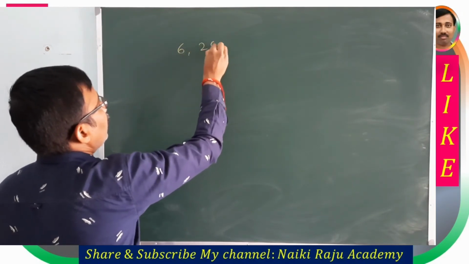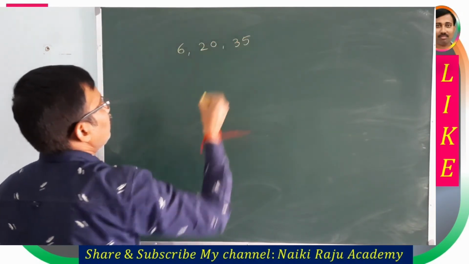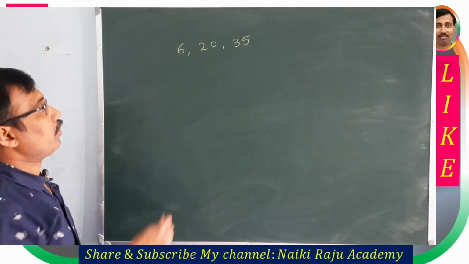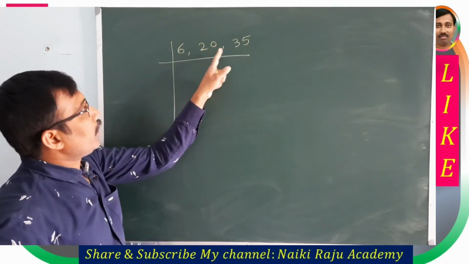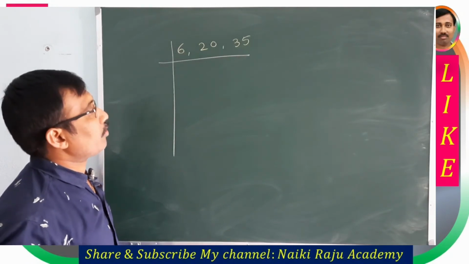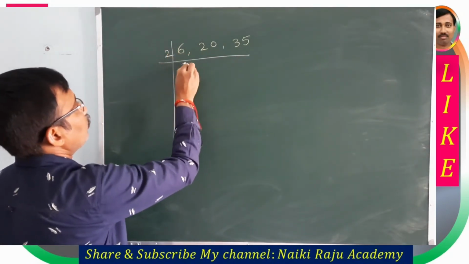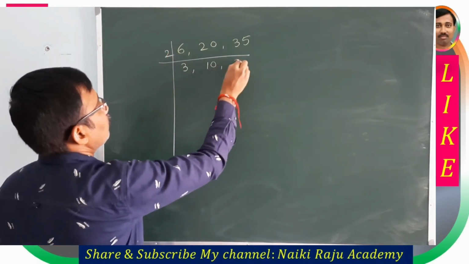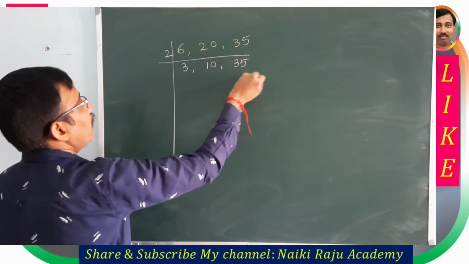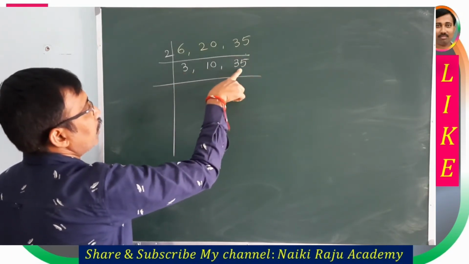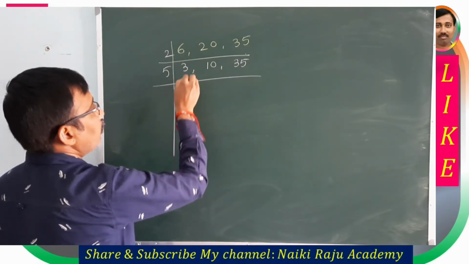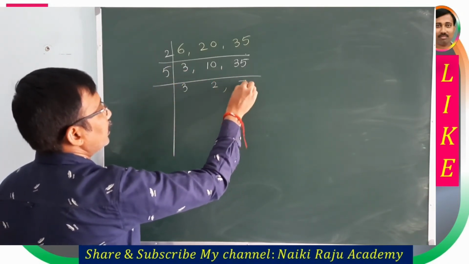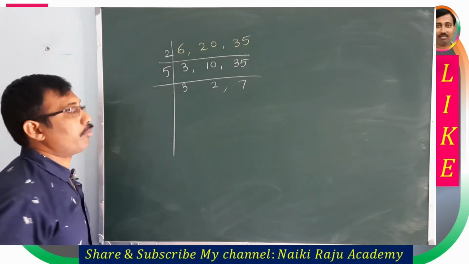6, 20, 35. Find the LCM. Here 6 and 20 are divisible by 2, and 20 and 35 are divisible by 5. So first of all divide by 2. Write down the next row: 3, 10, 35. These two are divisible by 5. Write down 3 the same, 5 twos are 10 so 2, 5 sevens are 35 so 7. 3, 2, 7 are prime numbers.